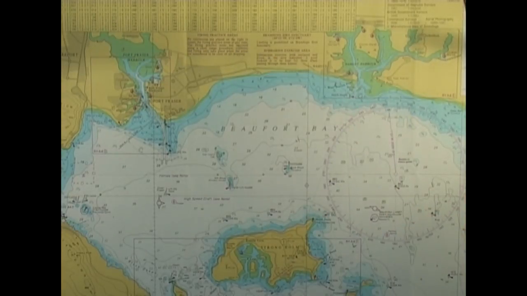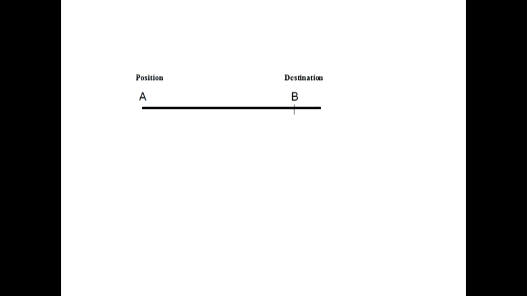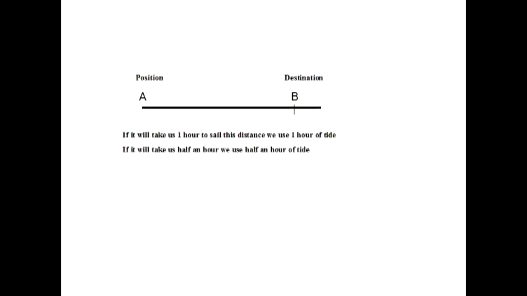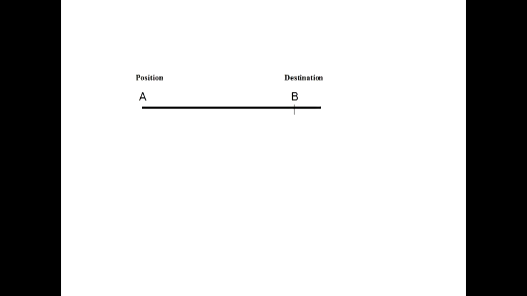We start off by drawing a line from our position, which we call A, to and through our destination, which we call B. Measure the distance from A to B, and bearing in mind the speed at which we expect to travel, establish approximately how long it will take us to sail this distance. If we would make this distance in an hour, then we will use 1 hour of the tidal set and rate. If it'll take us half an hour, we'd use half the hourly tidal rate. And if it takes us 2 hours, we'll be travelling across 2 hours worth of tide, and we'll have to allow for the set and rate for each hour. We'll stick with a 1 hour plot.